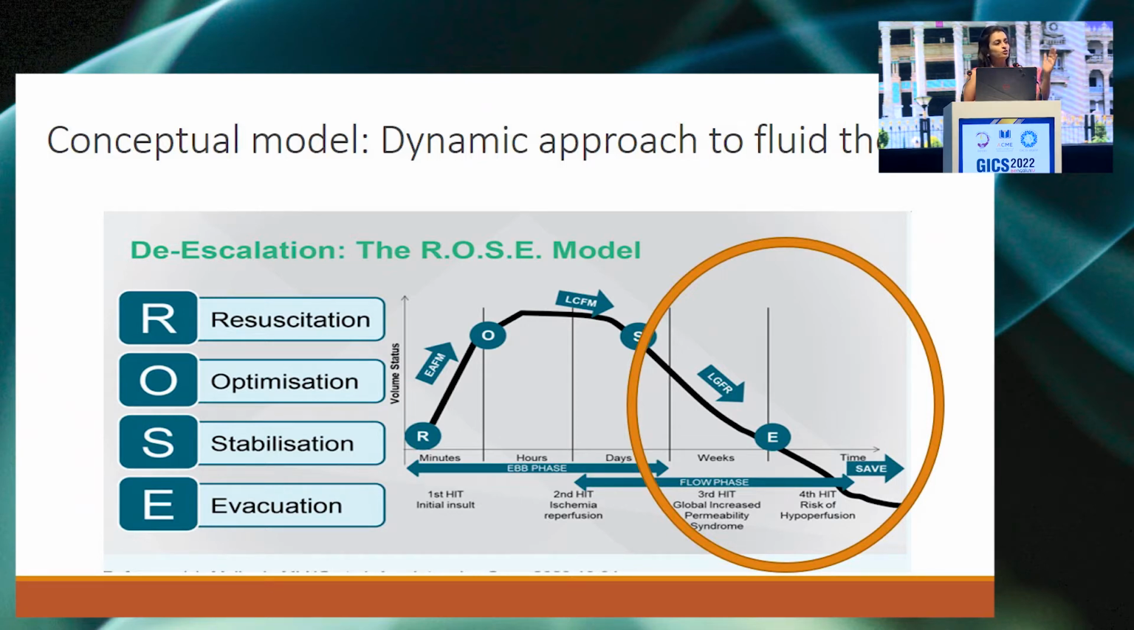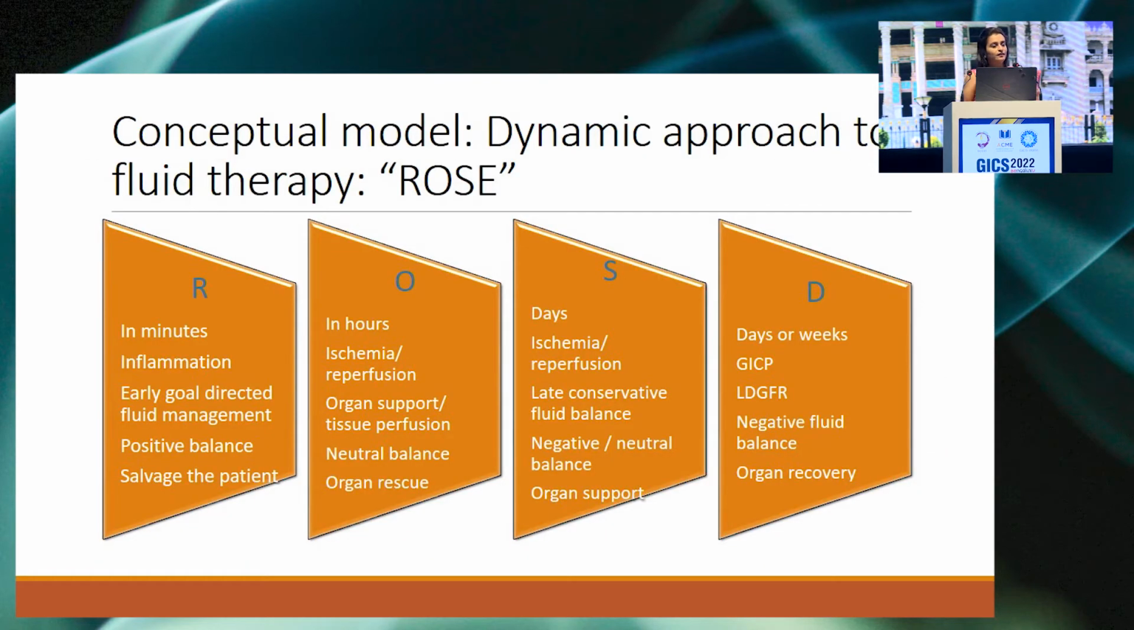Once the patient enters the optimization phase, which usually lasts for hours, and ischemia and reperfusion are the major insults, we primarily support the organ, and we should try to keep the patient in a neutral balance in this stage and rescue the organ. Once this stage is over and the patient enters the stabilization phase, again our main aim is to support the organ and keep a neutral balance rather than overloading with fluid, because the patient has now been stabilized.